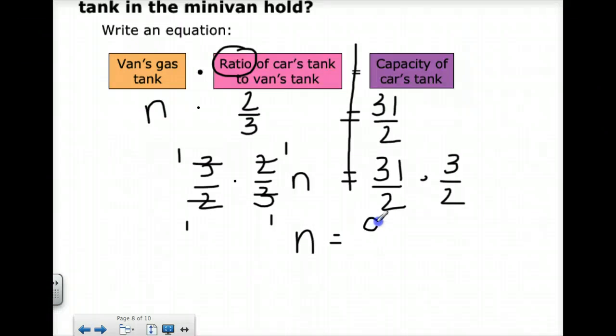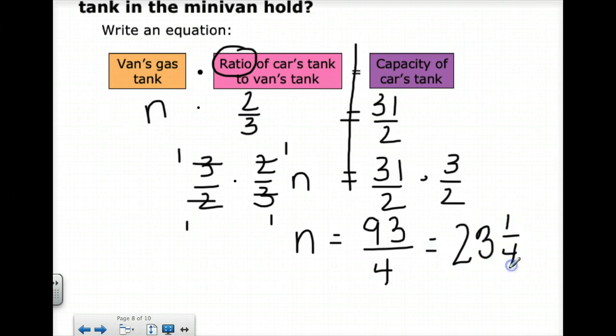31 times 3 is 93. 2 times 2 is 4. And we now have to convert that into a mixed number. 23 and 1/4. It's a story problem. Put a label on it. Gallons.